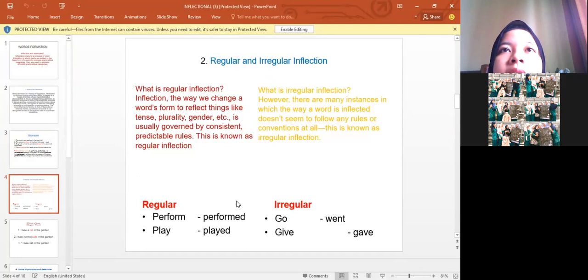And number 2 is regular and irregular inflection. What is regular inflection? Regular inflection is the way we change a word form to reflect things like tense, plurality, gender. It is usually governed by consistent, predictable rules. This is known as regular inflection. For example, perform becomes performance, play becomes plays.